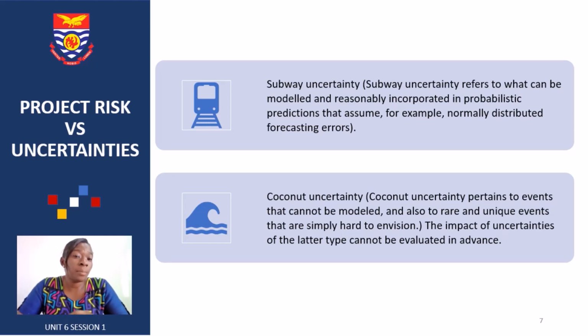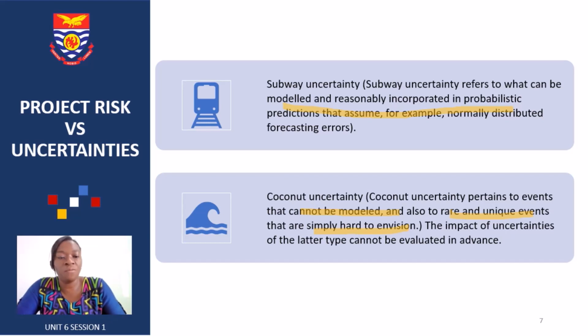So when it comes to the subway uncertainty, the thing is that they can be modeled and reasonably incorporated when you are predicting or making assumptions. So sometimes something like your forecasting errors and all those, yes, those are the subway uncertainty. Then you have the coconut uncertainty. For these, they cannot be modeled, and they are usually very rare and unique events which are sometimes hard to envision. I don't think anybody who was working on projects in 2017, 2018 thought of something like a pandemic like COVID, which would come and then disrupt work no matter which industry you found yourself. That was a coconut uncertainty.